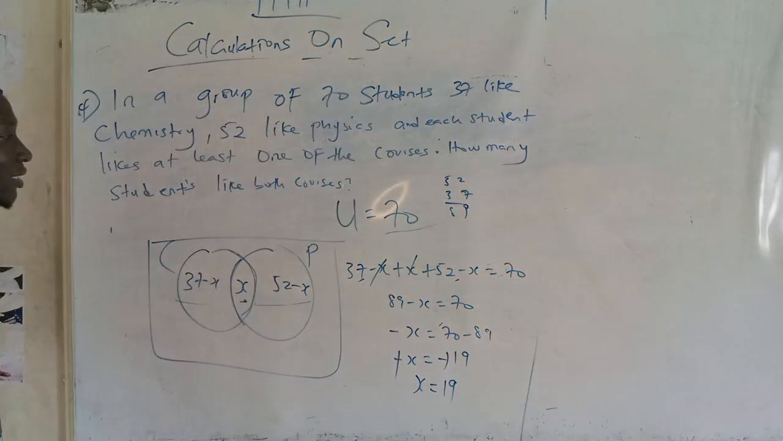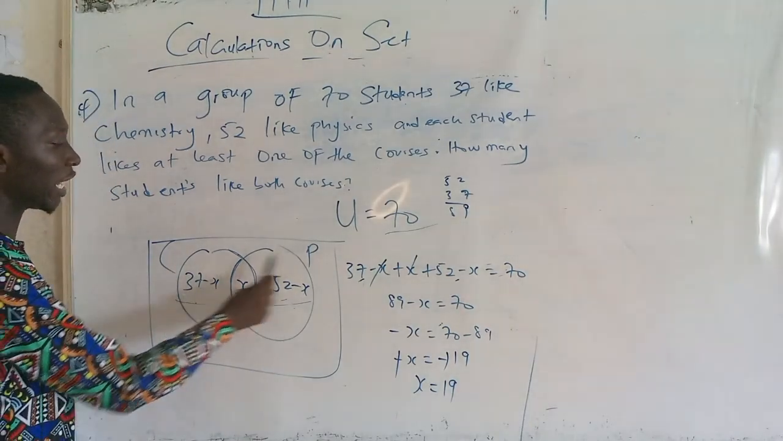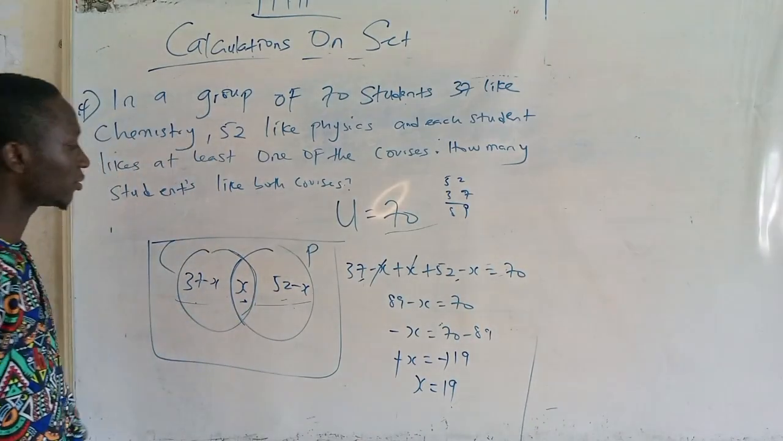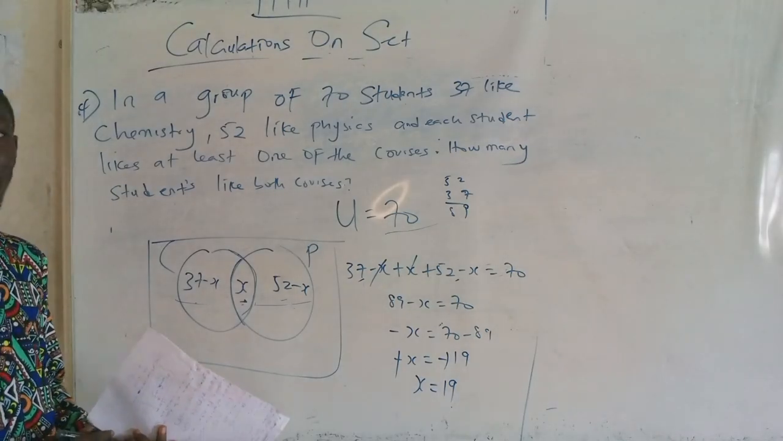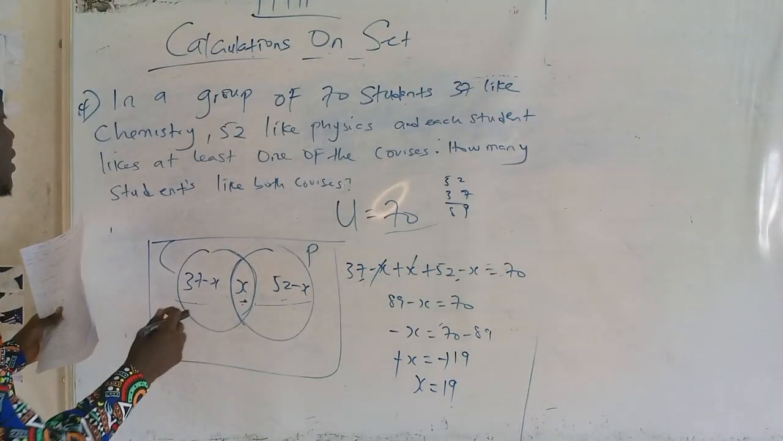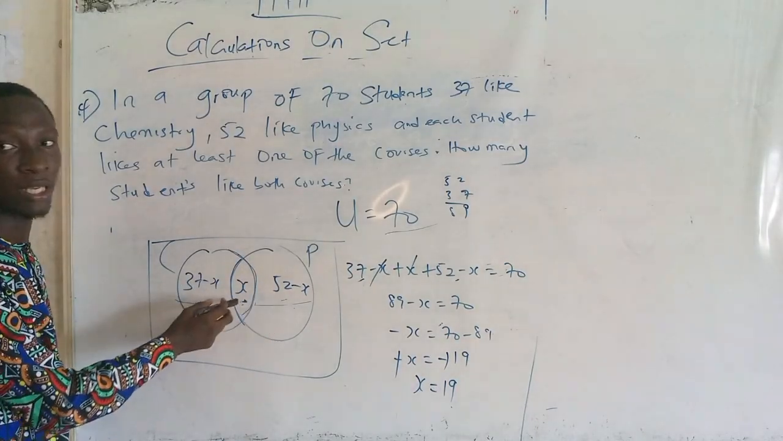So the intercept of both sets, which is C and P, is 19. So the value here should be what? 19. And that's our answer, because the answer is how many students like both courses. That is the intercept between both courses, which is 19.